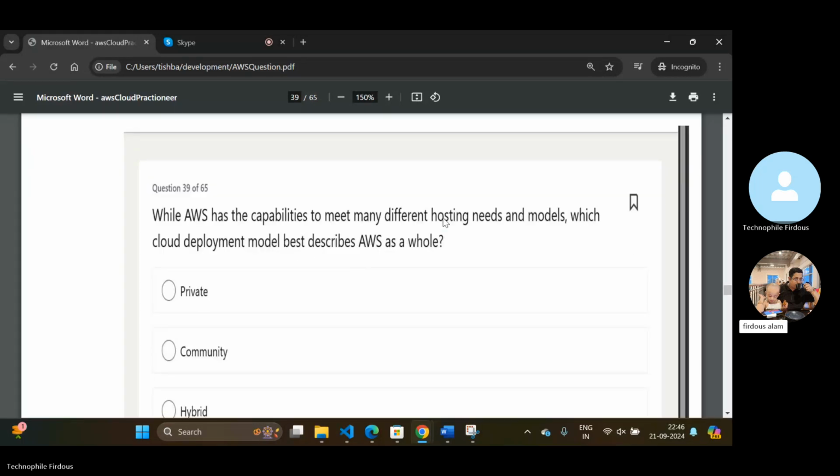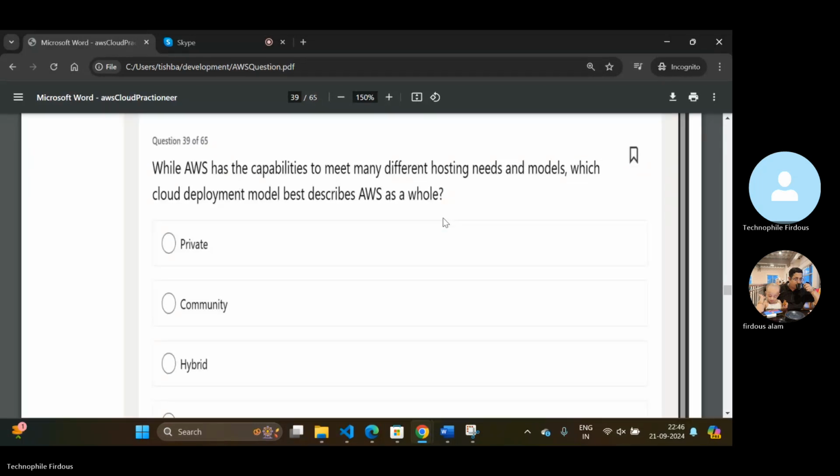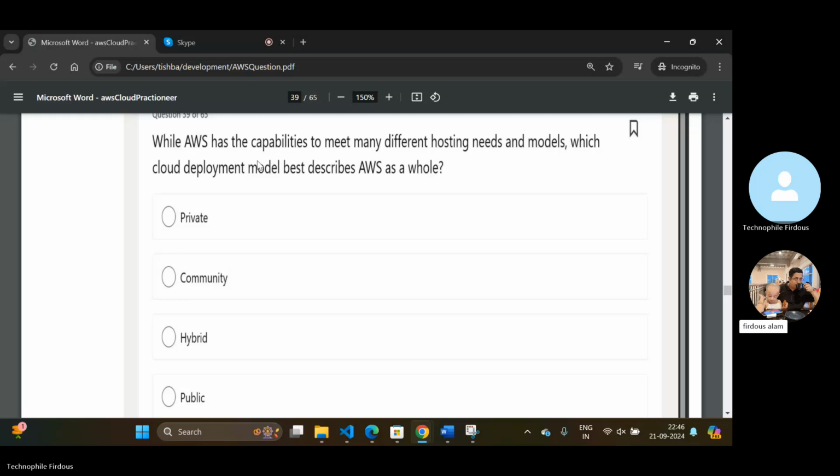It's talking about, while AWS has the capability to meet many different hosting needs and models, which cloud deployment model best describes AWS as a whole? Okay, so AWS as a whole was made as a public cloud so that it can be used by anyone at any place. So I think the correct option should be public.